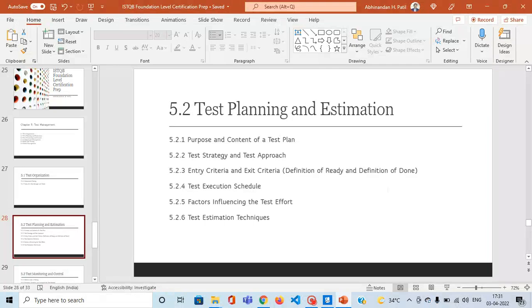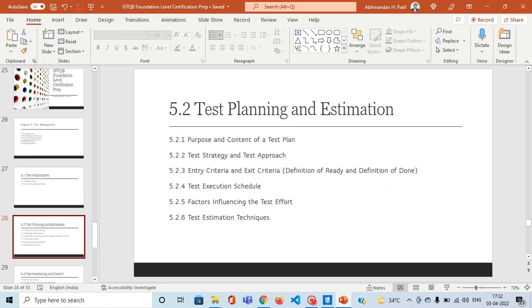To section 5.2, which is about test planning and estimation. What is the purpose and context of a test plan? Basically, a test plan outlines the test activities for development and maintenance projects, right? Whether the project is a development project or a maintenance project, the test plan outlines the test activities for that testing. And the test plan also determines the scope, right? What needs to be done, what should not be done, scope basically.